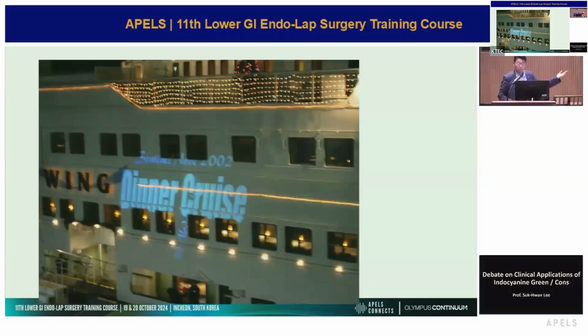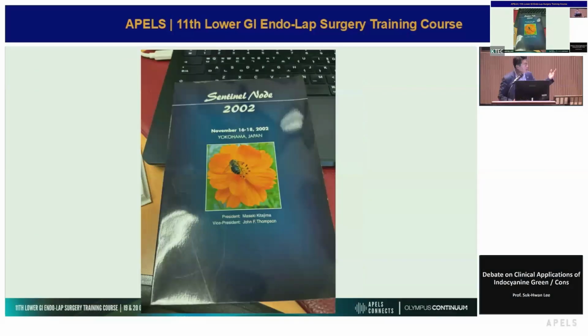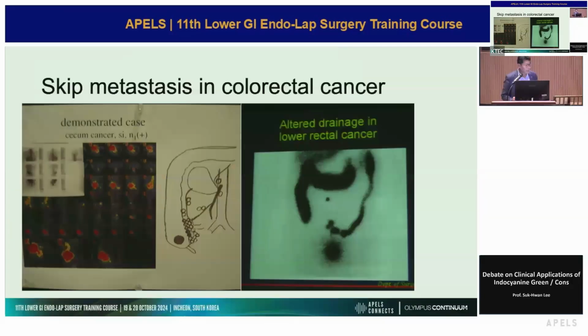I attended a dinner cruise during that time, and recently I found the abstract book from over there. It was 2002. At that time, this was a very exceptional and very surprising figure: a kind of skip metastasis, an extraordinary metastasis away from the original site, the origin of the colon cancer.